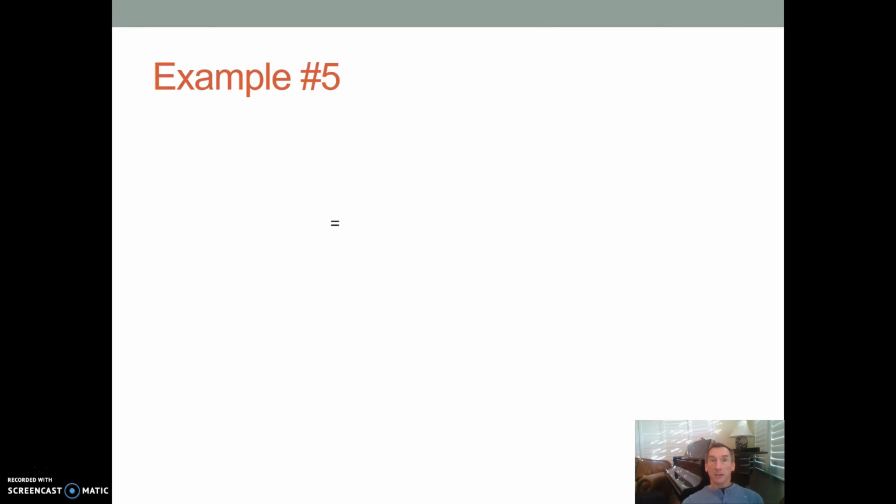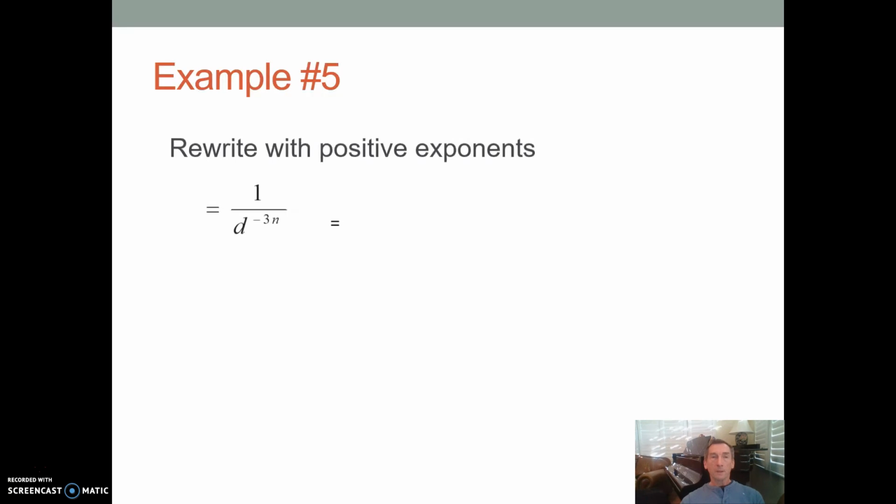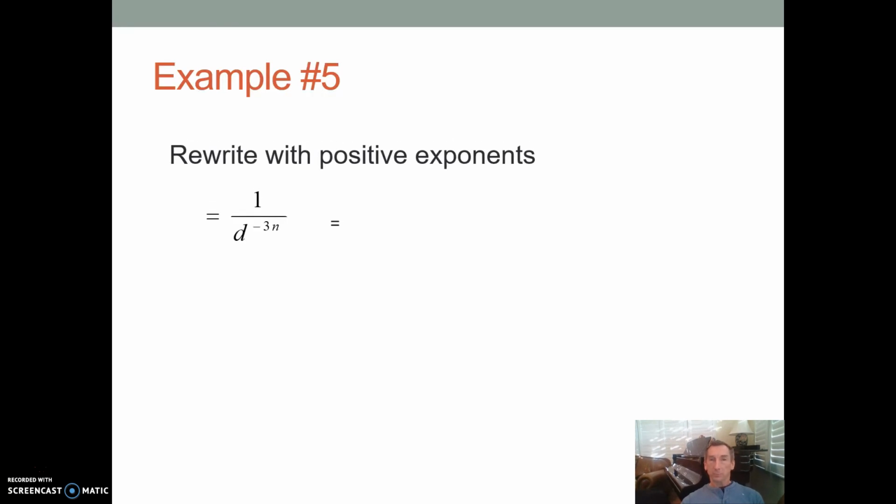Okay, one last example, and then I'll turn you loose to do some problems on your own. We're going to rewrite this expression with positive exponents. First of all, let's take a look and see what we're doing here. In order to move it from the denominator to the numerator, we have to multiply the exponent by negative 1. So that's what it's going to look like there.